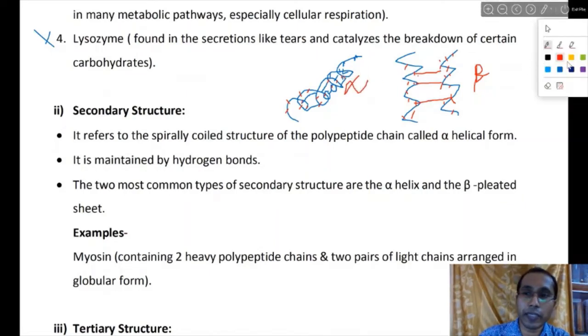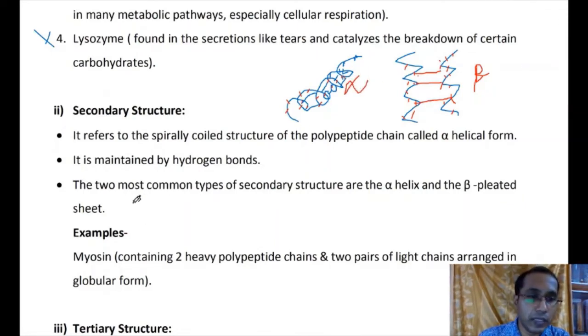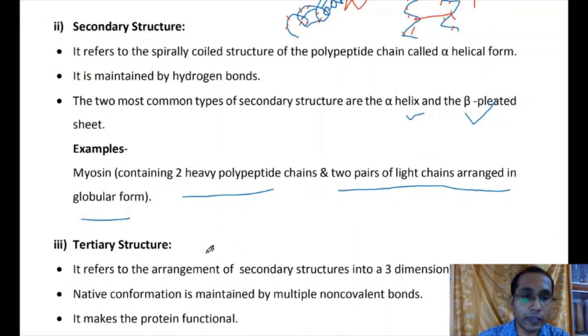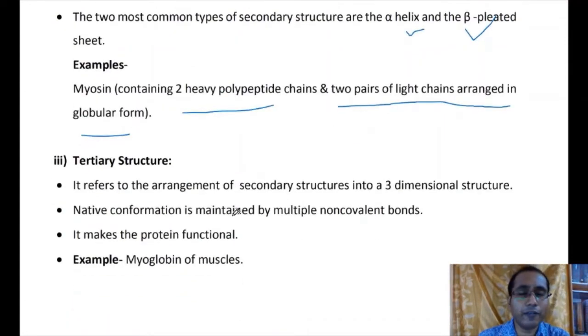So coming to the next point, secondary structure. The two most common types of secondary structures are alpha helix and beta pleated sheet. You can easily remember: myosin contains two heavy polypeptide chains and two pairs of light chains arranged in globular form. So myosin has two alpha helix and two beta sheet structures. And next is tertiary structure. This is again very complex.